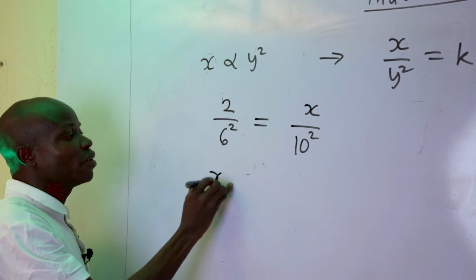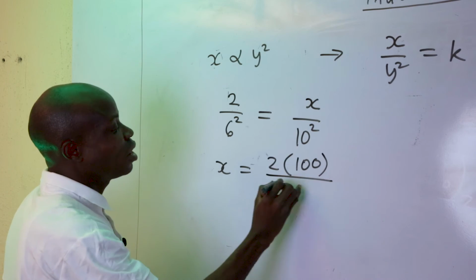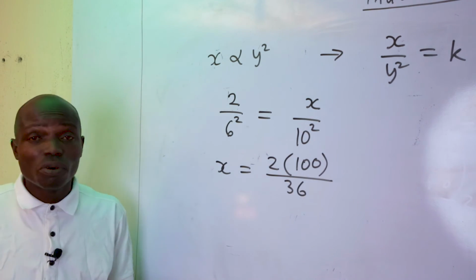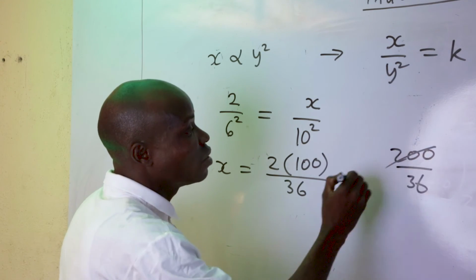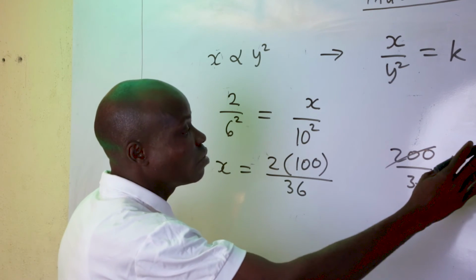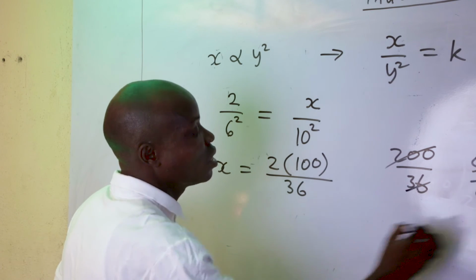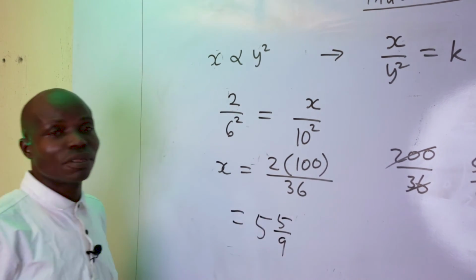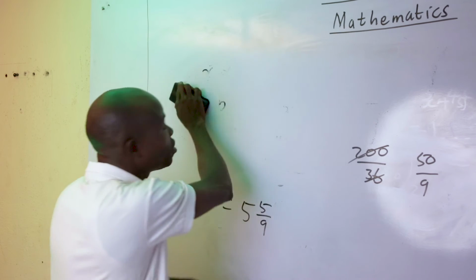And here we obtain the value of x to be 2 multiplied by 100 over 36. That's 200 over 36. We have here 4 in 200, that gives us 50 over 9. And that is 5 whole number, 5 over 9. That makes the correct option in number 20 to be A. 21.